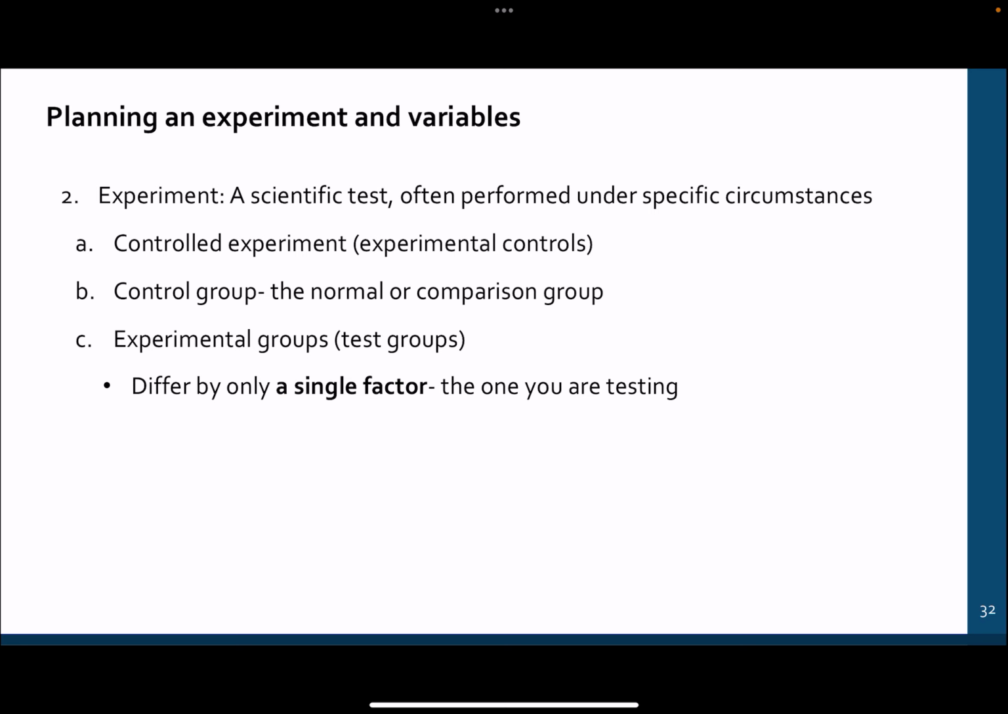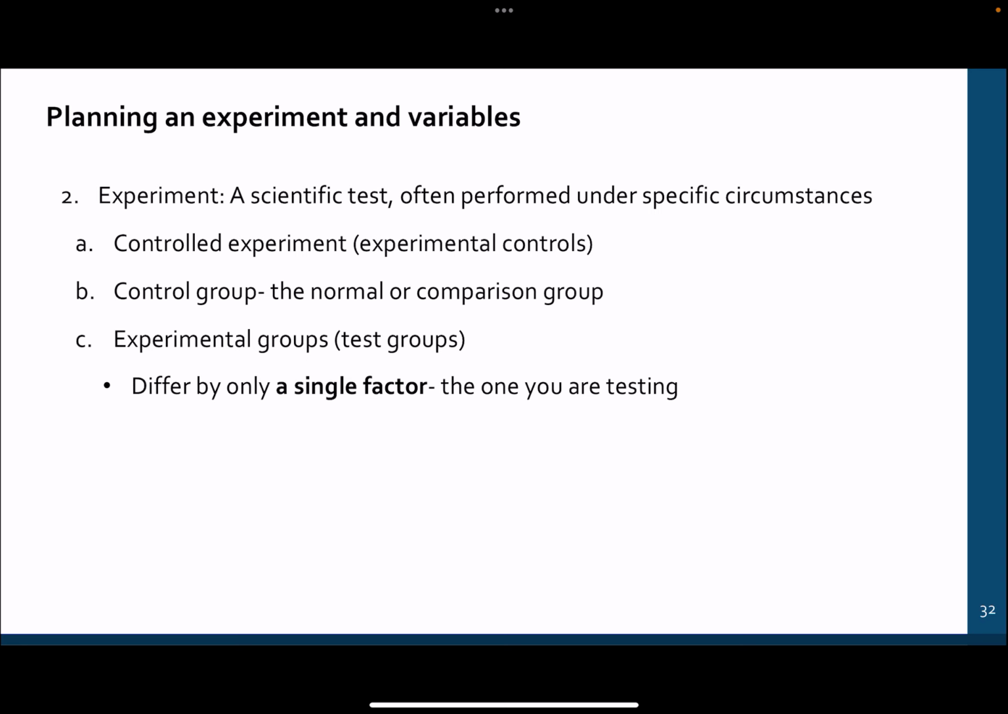An experiment is a scientific test performed under specific circumstances. You probably all know what a scientific experiment is. You've probably done one at some point in your life. You've probably learned about the scientific method. You've probably even had another class recently where you have learned about the scientific method. But there are a few important factors for designing our experiment.